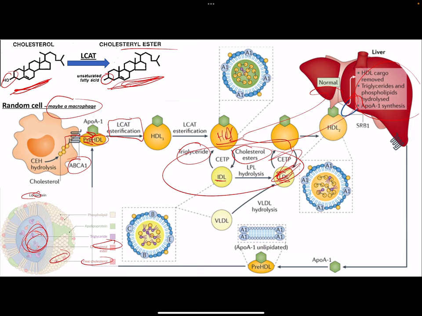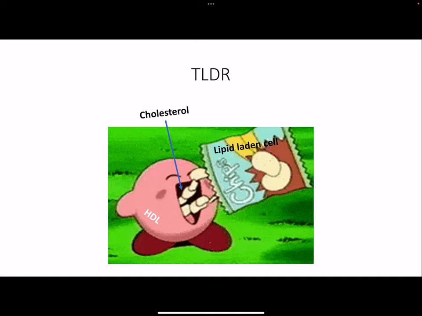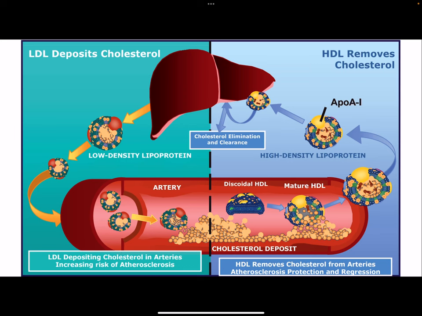Okay, cool. Yeah, that was complicated, but so what is HDL is just going to suck up a lot of cholesterol from cells that don't want it anymore. So that means it's actually really good for atherosclerosis. Atherosclerosis is mostly due to cholesterol, not so much triglycerides, cholesterol deposition in the blood vessels. So HDL is like Kirby sucking up all of this cholesterol and taking it to the liver, where the liver's going to make stuff, you poop it out.